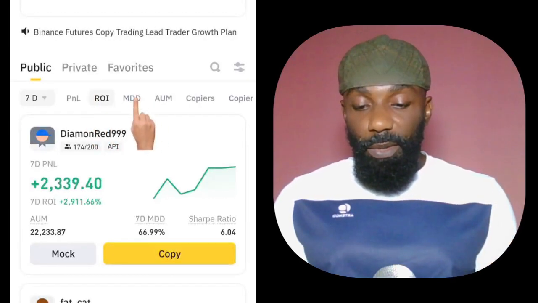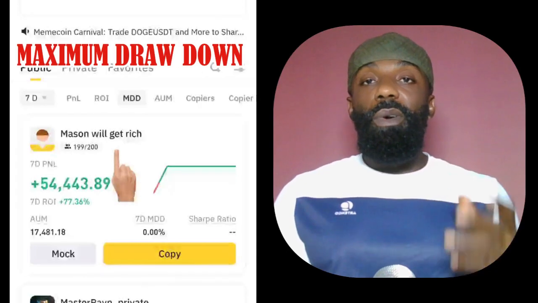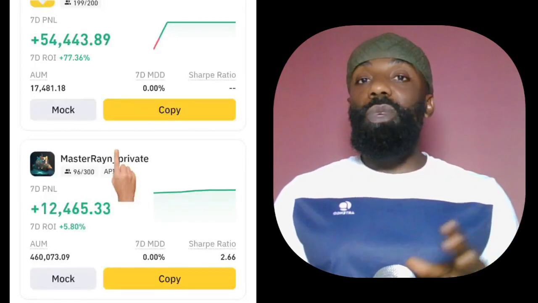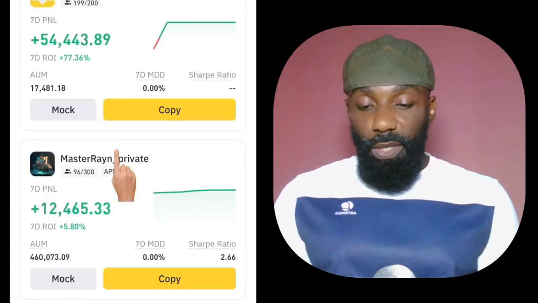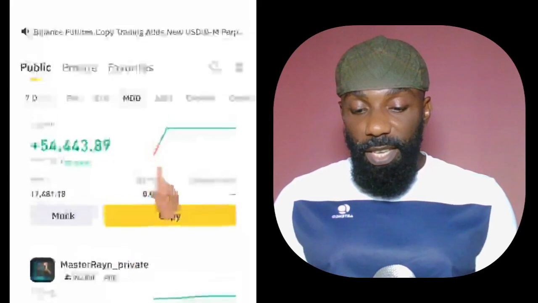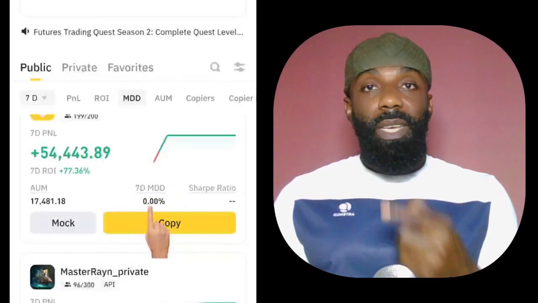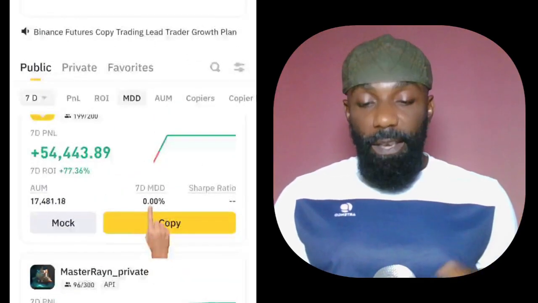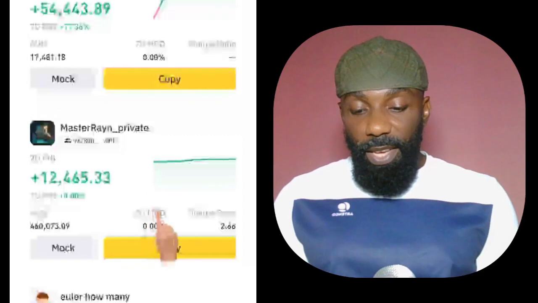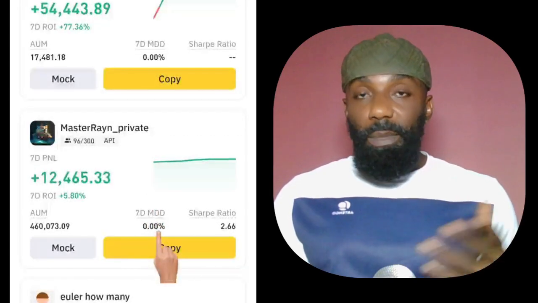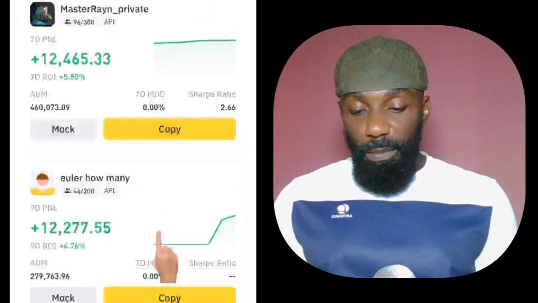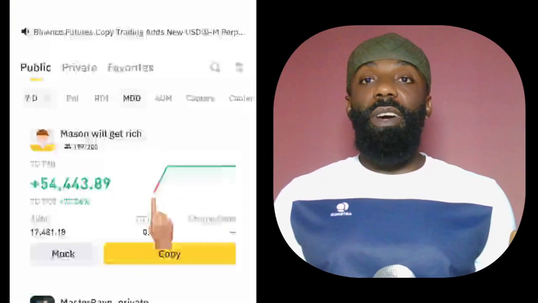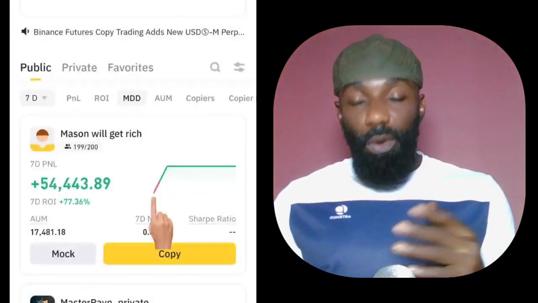Then let's look at this MDD. MDD means maximum drawdown. This shows us the drawdown this person has had within the period of 7 days. It shows the percentage, and you can see here this 7 days MDD is 0%. So it means this person has not lost any trade within this 7 days period. If you check the other one also, you can see it is 0%. This person has not lost a trade within this 7 days trading period. You can see 7%. So if you keep checking, you're going to see the percentage of maximum drawdown they've had within that period of 7 days.